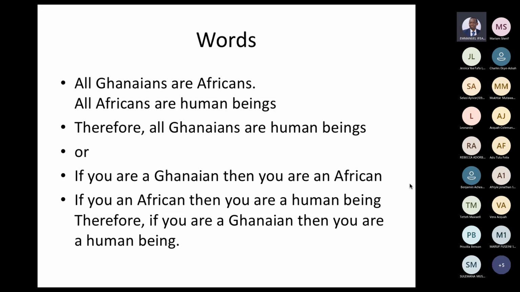Let's put it in words. All Ghanaians are Africans. All Africans are human beings. Therefore, all Ghanaians are human beings. So all A's are B's, all B's are C's, therefore all A's are C's. That's the way it goes.